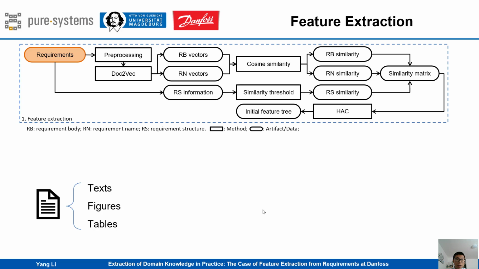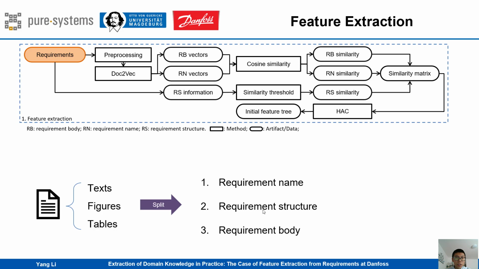We found that in Danfoss' case, the requirements usually contain different types of content, like text, features, and tables. Moreover, according to the specialty of Danfoss' case, we split each requirement document into three parts: the name, structure, and body of the requirement. And the body of the requirement actually denotes the main content of a requirement.